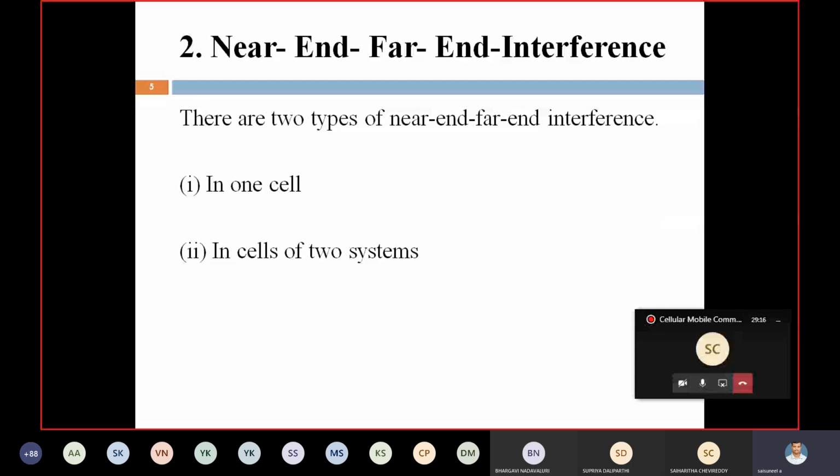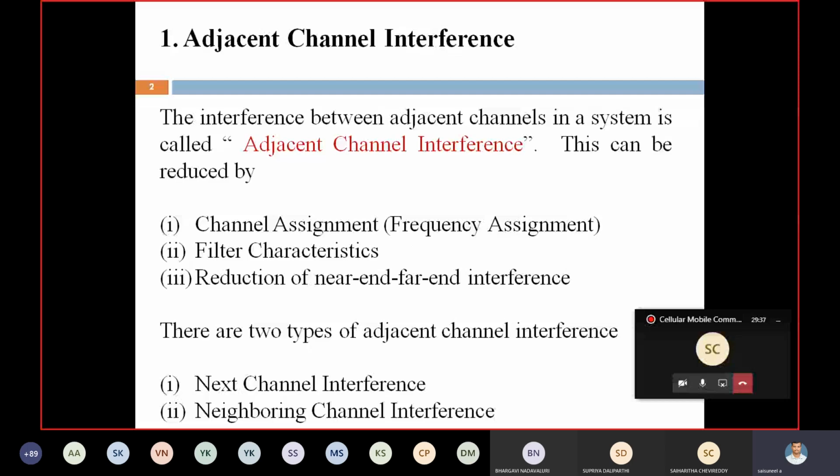What is the first one here? The first one is adjacent channel interference. Again, there are two types of adjacent channel interferences. The first one is next channel interference. The second one is neighboring channel interference. How to reduce this adjacent channel interference? The adjacent channel interference is reduced by channel assignment or frequency assignment, filter characteristics, and reduction of near and far end.